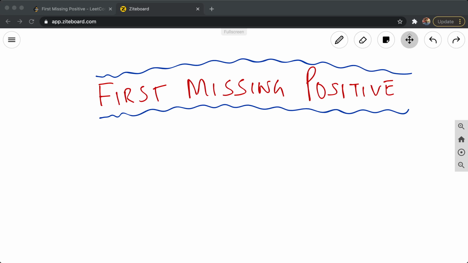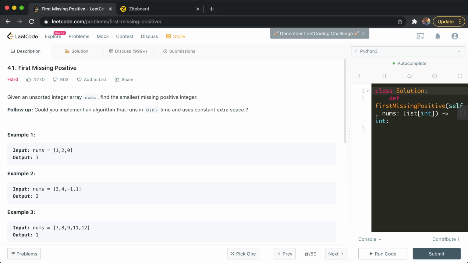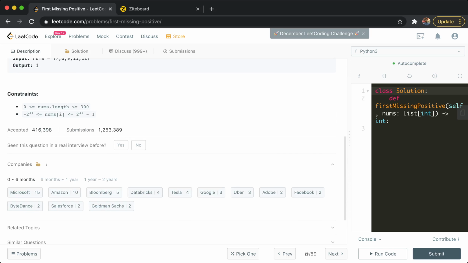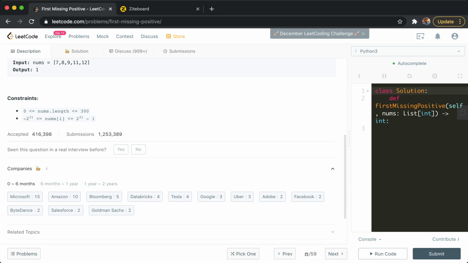So today we are going to solve this problem called first missing positive. It's LeetCode 41. It's a hard problem and was asked at Amazon, Microsoft, Facebook, Uber, and really good companies, as you can see in this list given below. So without further delay, let us jump into the problem.